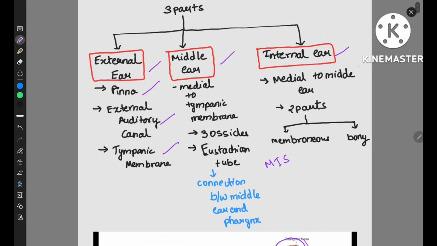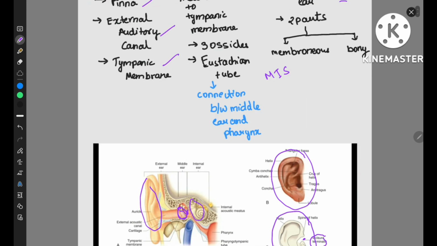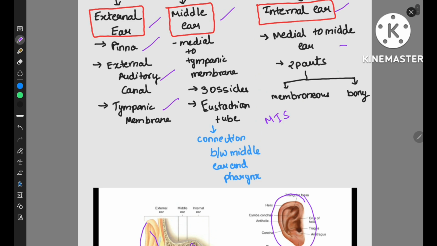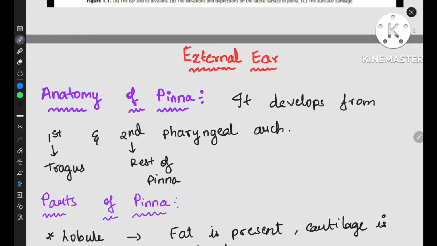When we come to the internal ear, it is present medial to the middle ear. See, this is the middle ear. Medial to the middle ear is present the internal ear. It is divided into two parts: membranous part and the bony part. We'll discuss it in the coming videos.